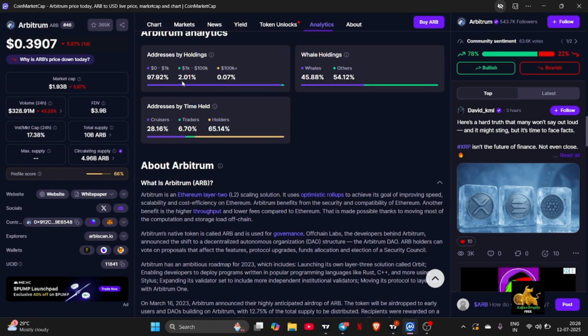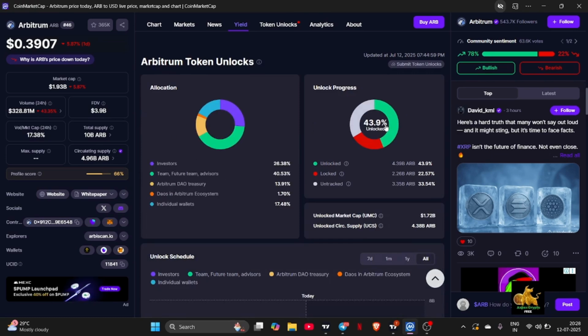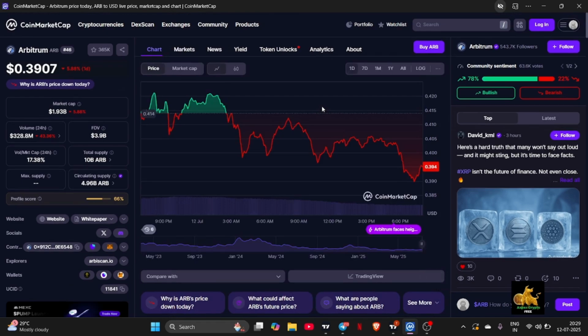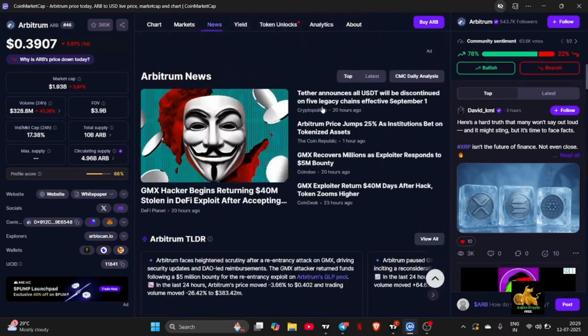And you can see ARB holders, full holding percentage, everything, and ARB unlocks: when and how much percentage of ARB will be unlocked in future. You can see 43% is unlocked and we have only 22% locked. So you can see here the ARB about section. You can search on your Chrome: CoinMarketCap, and you can search it.